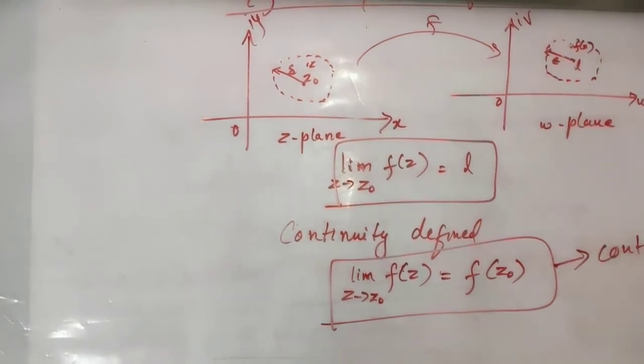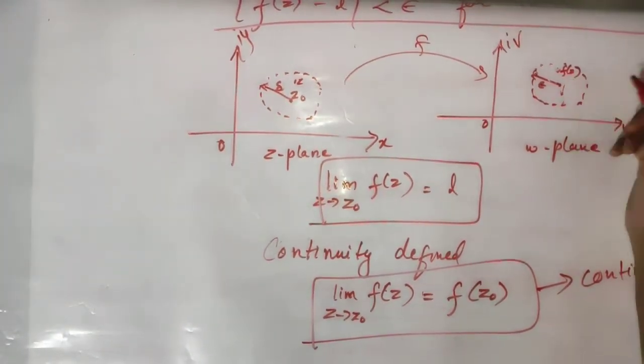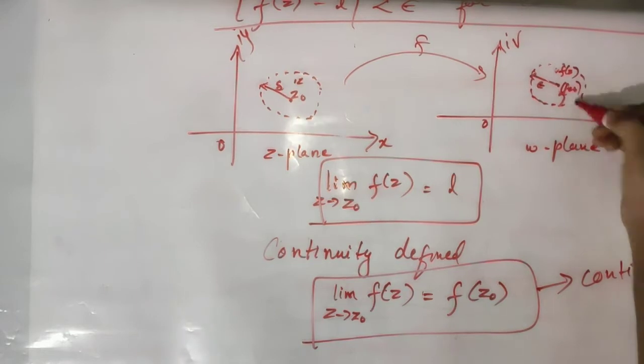Like how you have learnt in real valued function, the same is followed for complex valued function as well. Limiting value should be equal to the functional value. The limiting value for f of z as z is tending to z0, if it is equal to f of z0, then it will be a continuous function. So there is nothing much to discuss over here. Graphically also, instead of L you will be having f of z0 over here. Rest everything will be same.